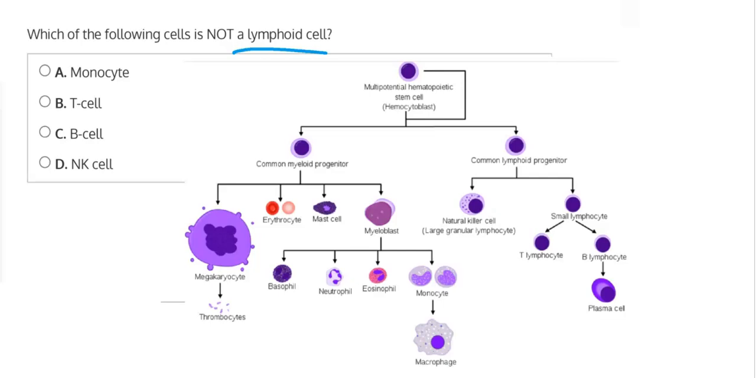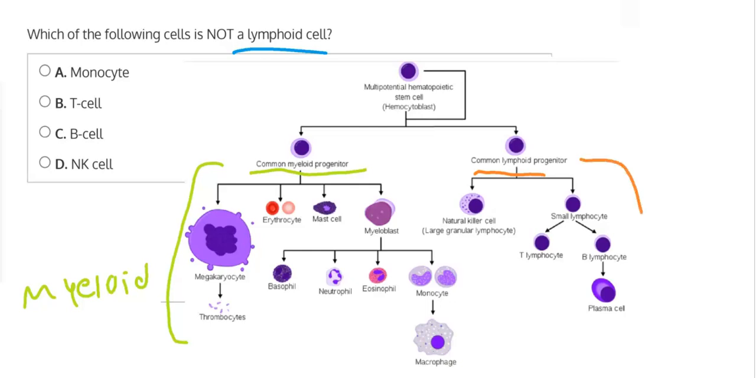And we see that we have two basic types of lineage here. So you have your common myeloid progenitor. So these would make up your myeloid cells. So myeloid would be here, as opposed to the lymphoid pathway, which would be over here. So lymphoid, and then your lymph cell, lymphoid pathway cells would be on this side.